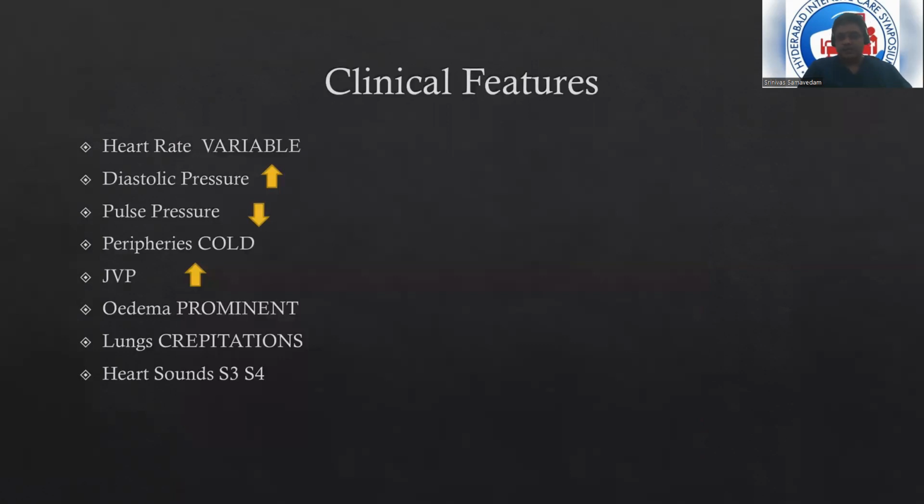So the clinical features of a patient in cardiogenic shock would be a variable heart rate, especially if it is triggered by an arrhythmia, with an increase in the diastolic pressure because there is a vasoconstriction. Therefore, there is a reduction in the pulse pressure. And because of vasoconstriction, the peripheries are cold and the JVP is elevated because of the back pressure on the right side of the heart. As I mentioned, edema is prominent in patients with cardiogenic shock. And the lungs, because of the congestion, will show crepitations on auscultation, and a non-compliant LV will produce the third and sometimes the fourth heart sounds.